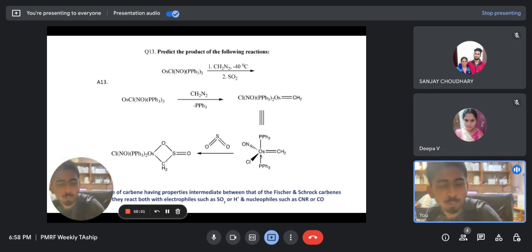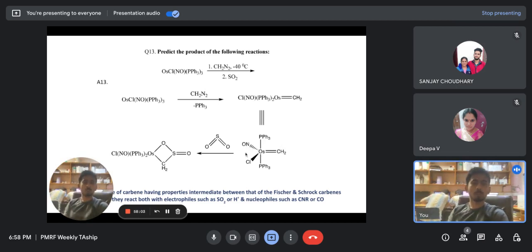Here you can see the osmium is bound to the very strong pi acceptor NO, and the chlorides are also capable of dragging the electron density from the metal center. The PPh3s are also there, but the carbon is not attached to any heteroatom containing substituent. That's why this carbene compound has intermediate behavior or properties of Fischer and Schrock type of compounds.